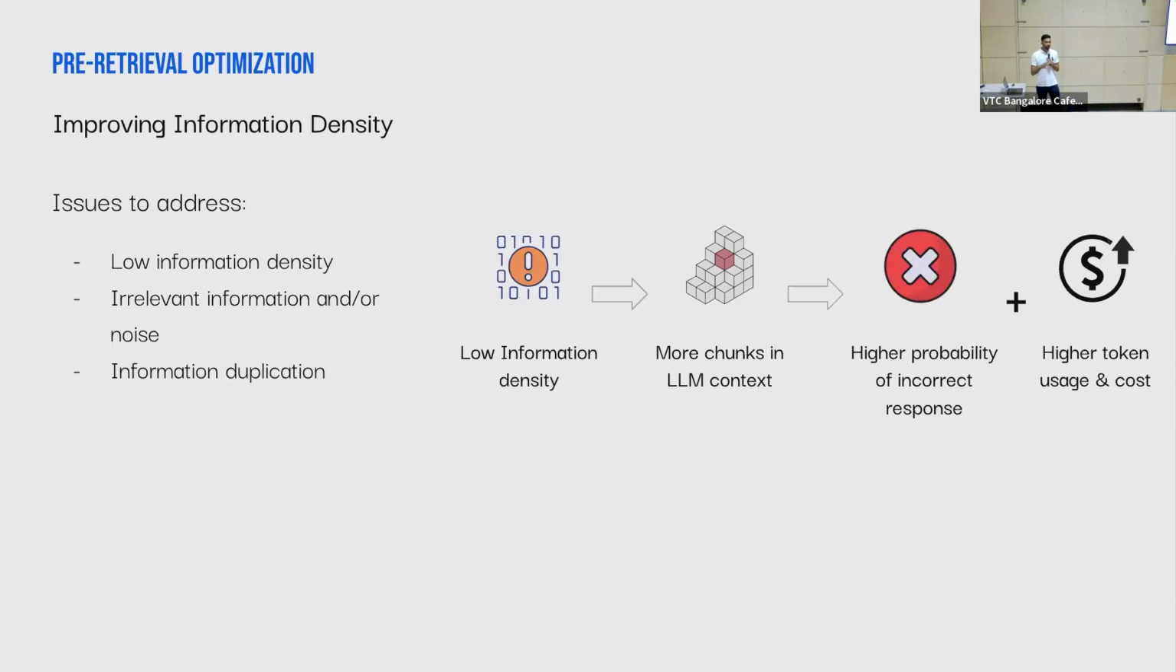The problem with low information density is that if you build a RAG with your data as is, you end up with too many chunks in the context window, right? When you actually send it to the LLM. And consequently, more chunks results in higher probability of inaccuracy or hallucination. And also the added token usage, and your cost goes up, right?